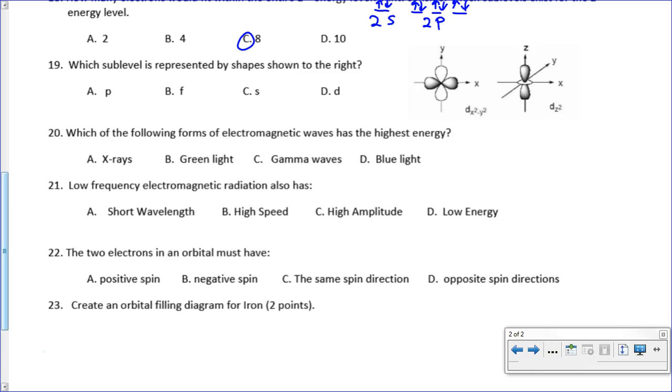19, which sublevel is represented by the shapes shown to the right? We've got a clover there, and then what I call the double pacifier shape. That is d orbitals. S is the shape of a sphere. If you have P, that's the dumbbell or the infinity sign shape. Clover or double pacifier, that is the d orbital. Actually, it even says d right here. I didn't even realize that until right now, but it says d right here. They're d orbitals. So that's what that is.